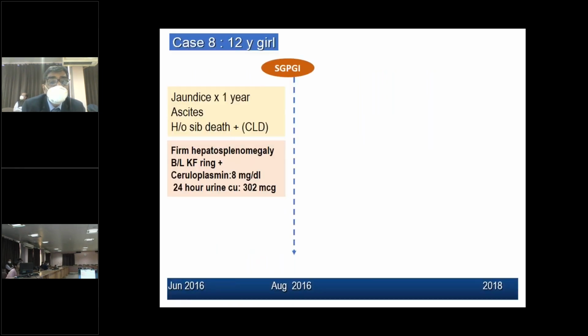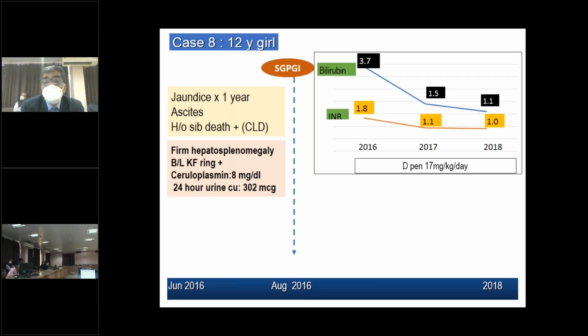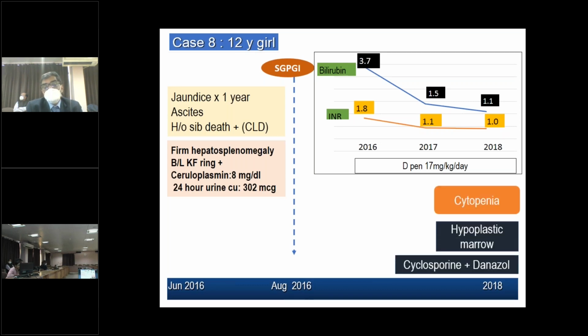Now coming to the next case, here is a 12-year-old girl who had presented with jaundice and decompensation in the form of ascites, and the workup revealed the diagnosis of Wilson disease. So this child was started on D-penicillamine, and over a span of 2 years, there was normalization in the LFT. She was on regular follow-up on our side, and 2 years later, she was found to have cytopenia.